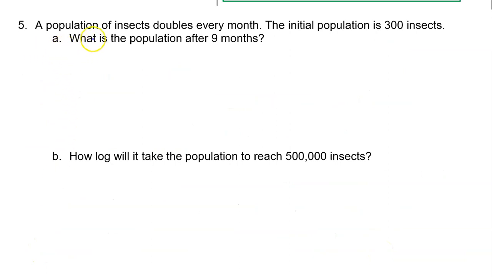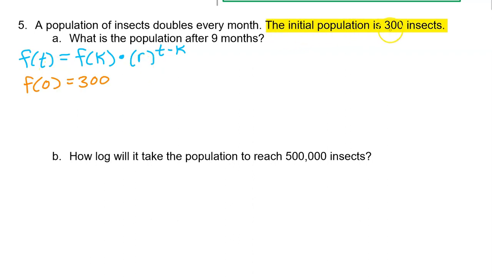Number 5. A population of insects doubles every month. The initial population is 300 insects. Part A. What is the population after 9 months? When the output values are doubling, tripling, or quadrupling over equal length input value intervals, it's an exponential function, so we will use the exponential model.